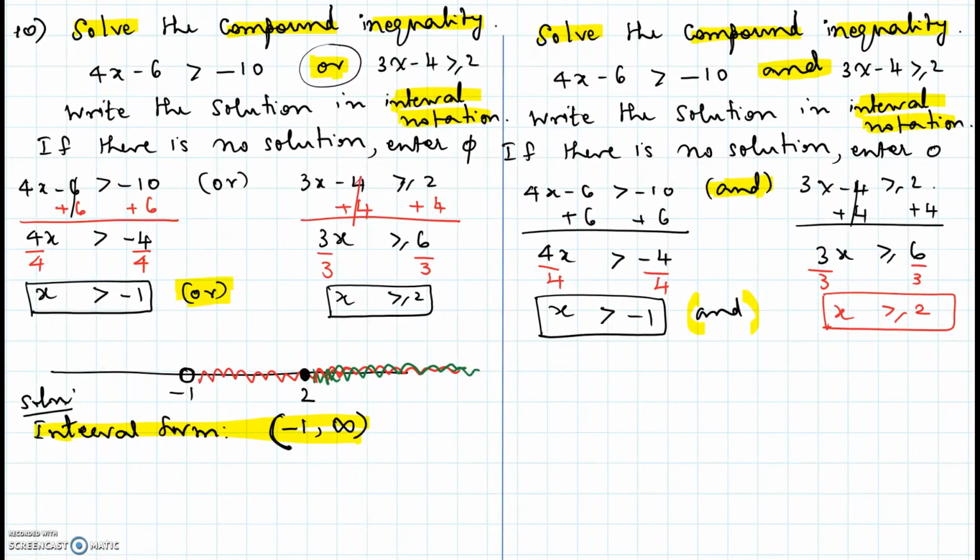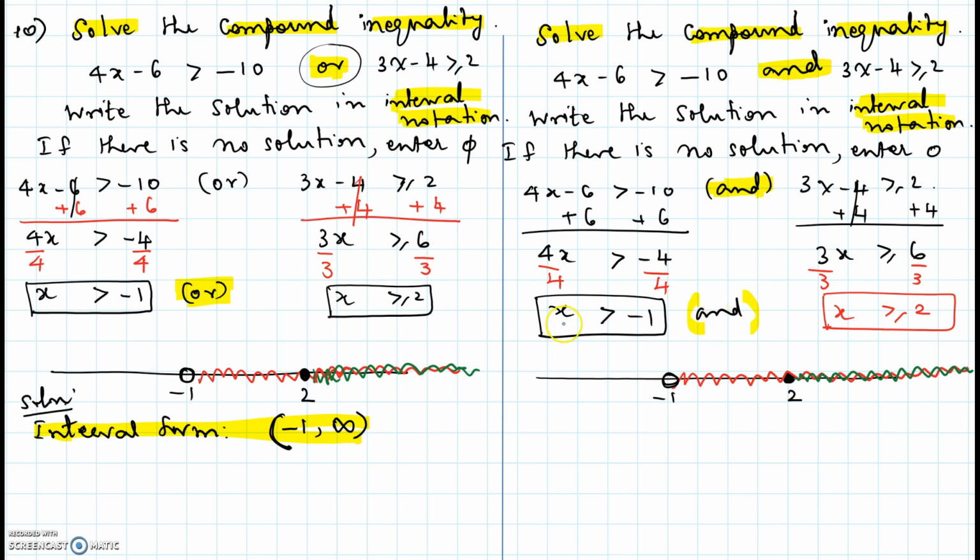Now the question is how you want to graph these two. Let's graph and then convert to interval notation. X more than negative 1: it's a hole at negative 1 because you don't see the equal to sign in this inequality. Here x is more than or equal to 2, so you make it a solid dot. I'm going to shade the x more than negative 1 part in red, all to the right of negative 1. Then I'm going to shade x more than or equal to 2 in a different color, green. I'm going to shade that way.